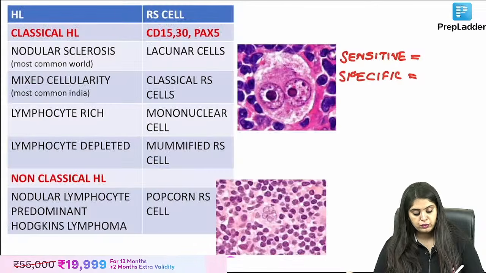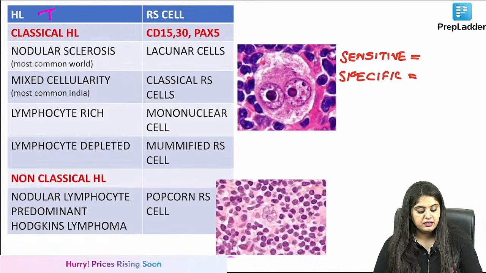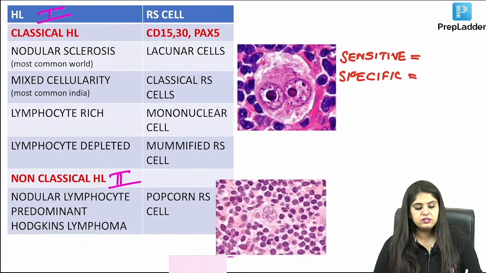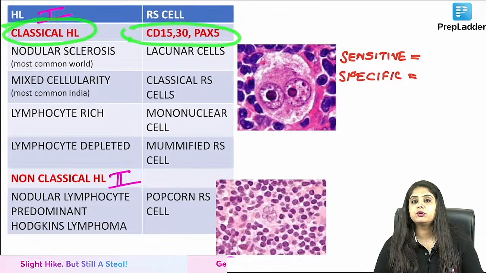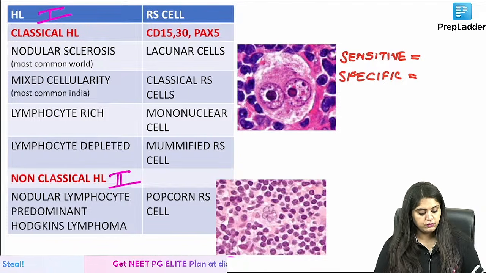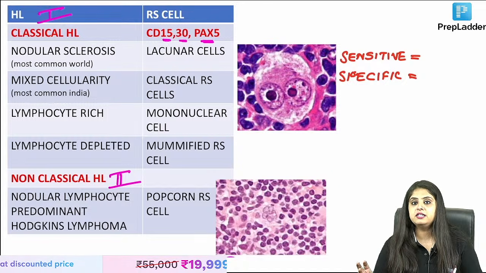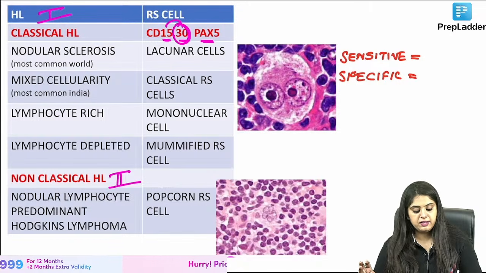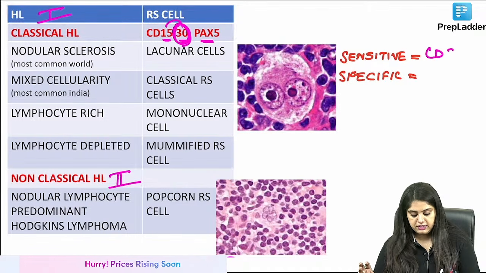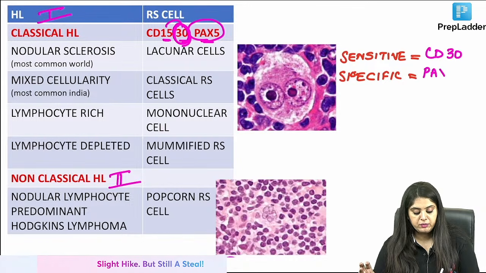So when I just show you quickly the different Hodgkin's lymphoma, do we know there are two categories? One is classical, one is non-classical. Jaldi se 2 minutes mein we have to finish this revision. For classical Hodgkin's, what are the CD markers? It is going to be CD15, CD30 and PAX5. Okay, 15, 30 and PAX5. Out of them, the sensitive one is going to be CD30 and the specific one is going to be PAX5.